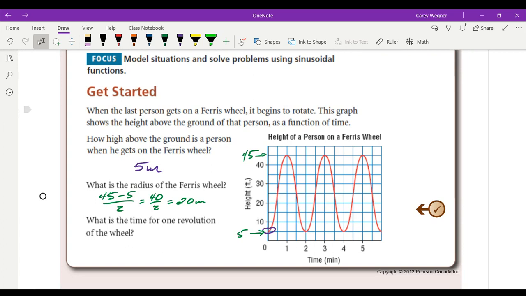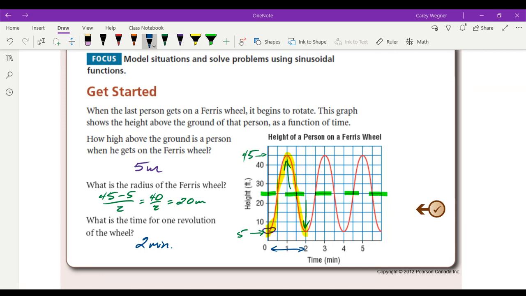Now you may have eyeballed it and discovered that this looks like our center line is here at a height of 25 meters, and then just look to see that from there we're going up 20 meters to the maximum, down 20 meters to the minimum. That would be another way to figure out the radius for this Ferris wheel. And here you can see we have one complete period or rotation highlighted in yellow, which gives us a time of 2 minutes for one revolution of the wheel.